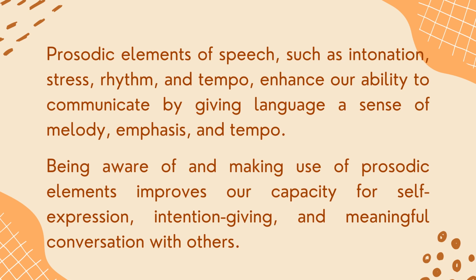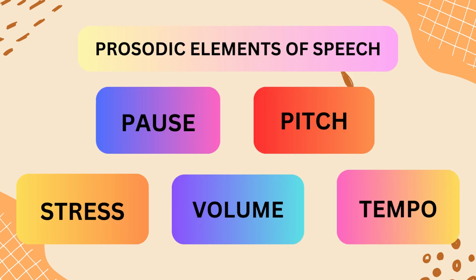Ultimately, prosodic elements of speech, such as intonation, stress, rhythm, and tempo, enhance our ability to communicate by giving language a sense of melody, emphasis, and tempo. Stress draws attention to important details and provides subtlety, whilst intonation leads us through grammatical constructions and emotions. While tempo determines the interaction's pace and tone, rhythm influences the speech's coherence and flow.